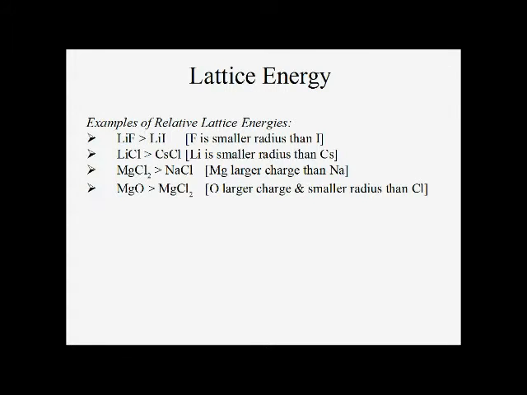When I compare magnesium chloride to sodium chloride, chloride is the same in both. Magnesium has a higher charge, it's +2 compared to sodium, which is +1. So the higher charge will make this a stronger lattice energy. So magnesium chloride will have a higher lattice energy than the sodium chloride. Comparing magnesium oxide with magnesium chloride, magnesium is the same on both. But oxygen has a -2 charge, chlorine has a -1 charge. So the higher charge on the oxygen will mean the magnesium oxide has a higher lattice energy.